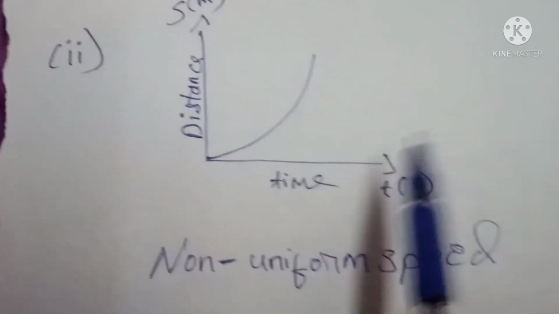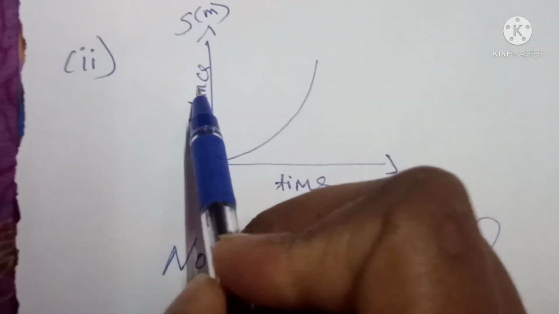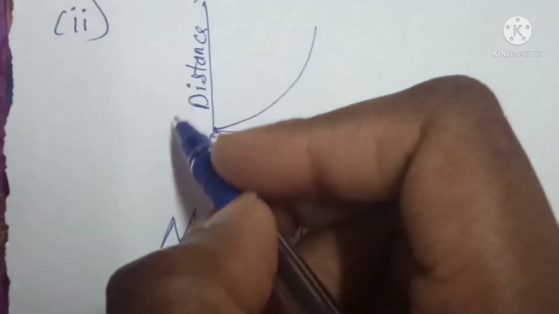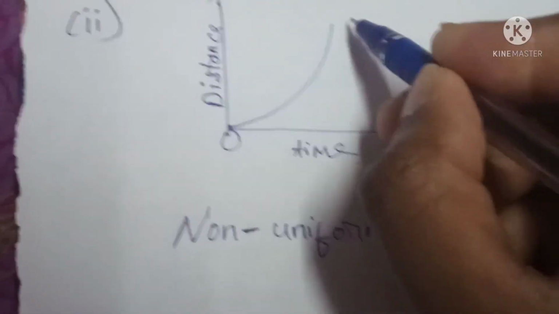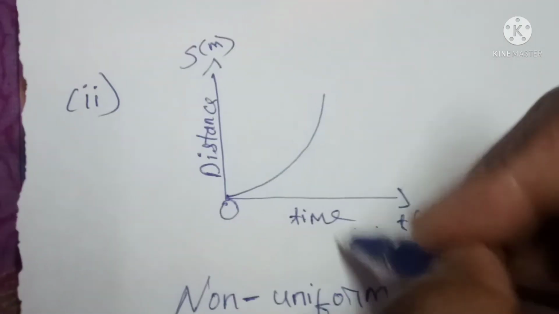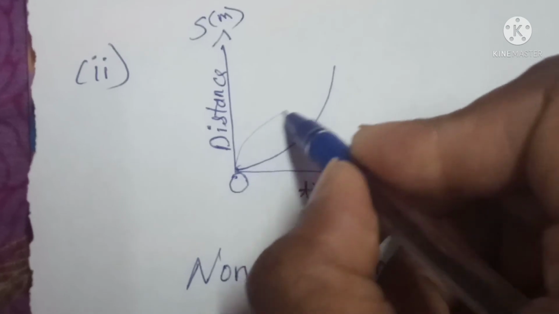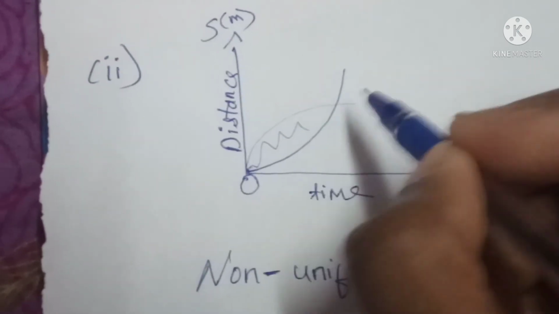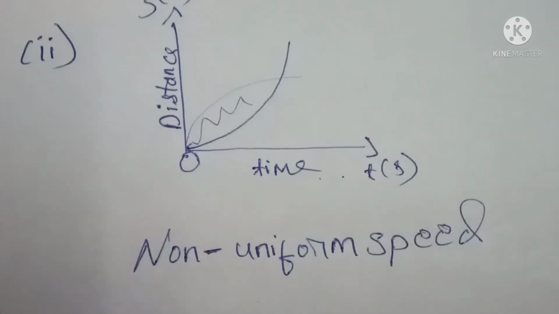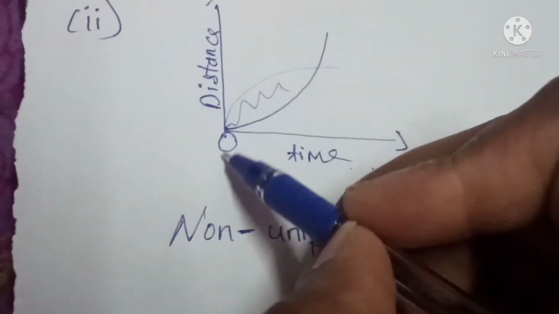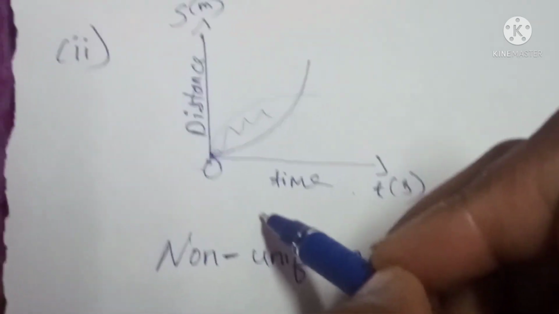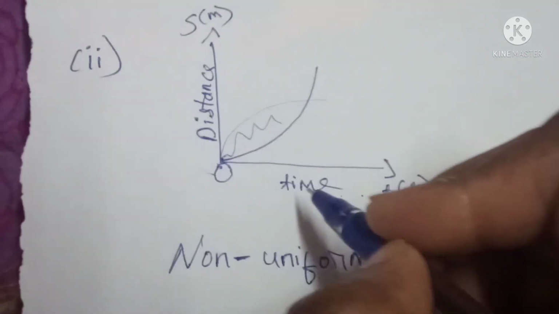Now we'll see the second graph for distance and time. Here we can see that our x-axis is time and our y-axis is distance. When a body travels unequal distance in equal interval of time, then the slope of the graph is upward. That means covering unequal distance in equal interval of times, the slope of the graph will be upward, or sometimes it may be downward, sometimes it may be in zigzag form. This depends upon the condition. When a graph is upward, or downward, or in zigzag form, that means the speed is non-uniform, that is, the speed is not constant. So this type of graph is known as non-uniform speed.